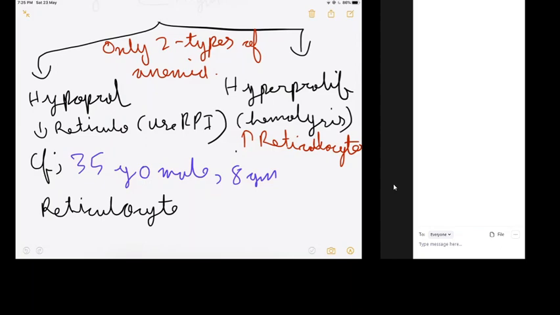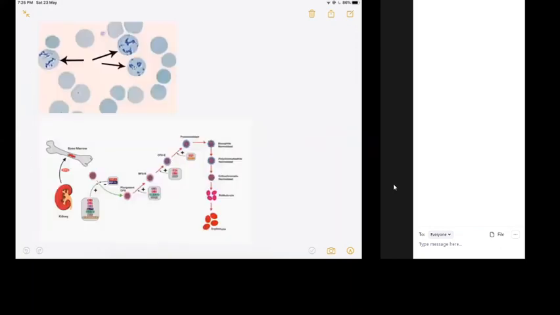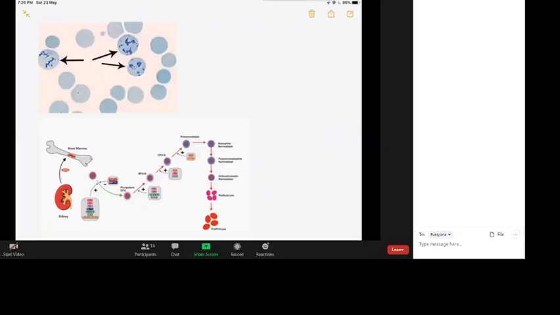So how do we make it easier to classify into hypo and hyper? Just measure the amount of reticulocytes that are there. Now I'll show you a picture of what a reticulocyte looks like. Can you all identify it? And this is basically a schematic to know how your erythrocytes are produced. I'll tell you briefly about how it works.